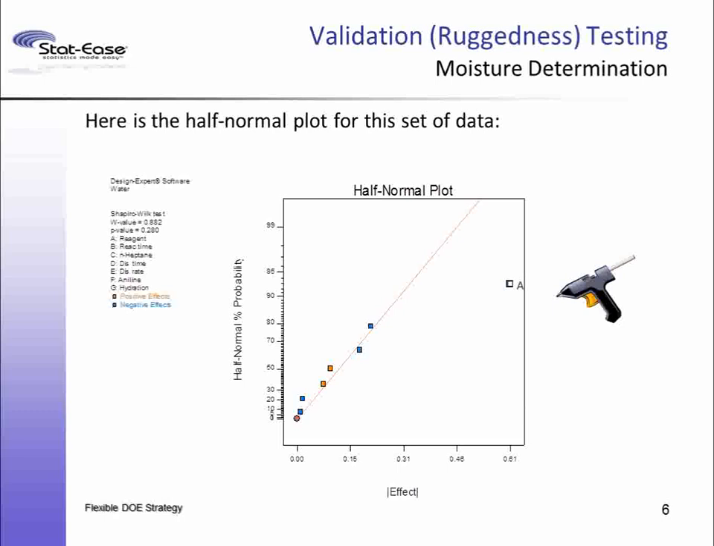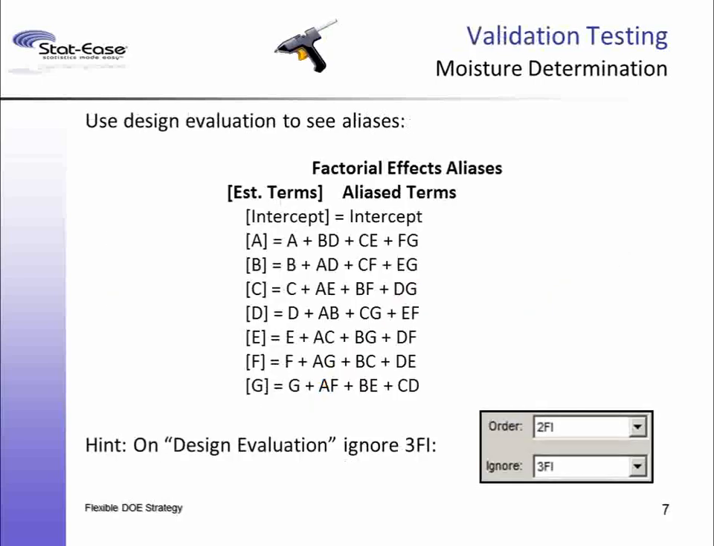But this design has factor A significant. Now, looking at the aliasing, factor A is completely aliased with 3 other two-factor interactions, because we can only estimate 7 unique things in 8 runs. So A is aliased with the BD interaction, the CE interaction, and the FG interaction.